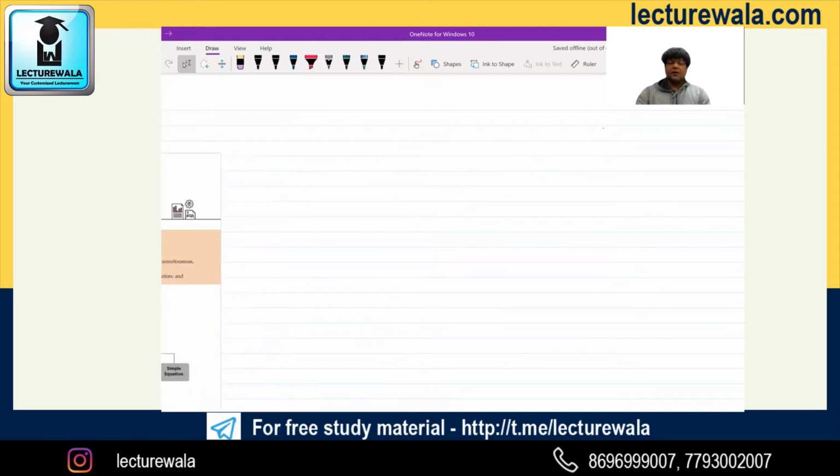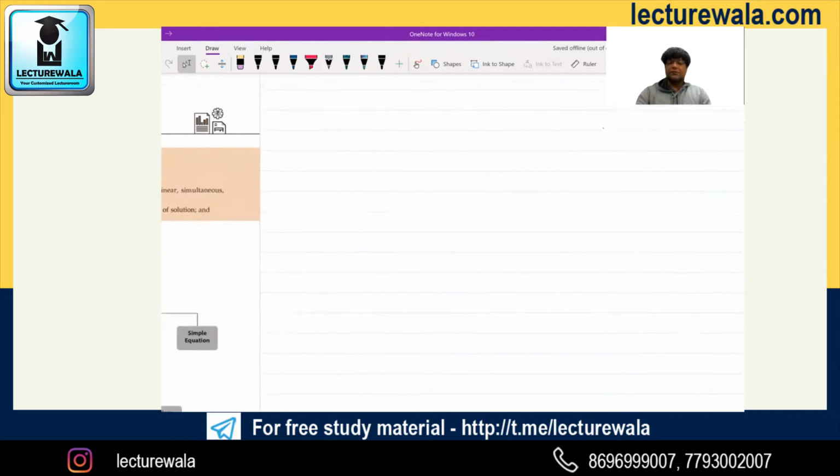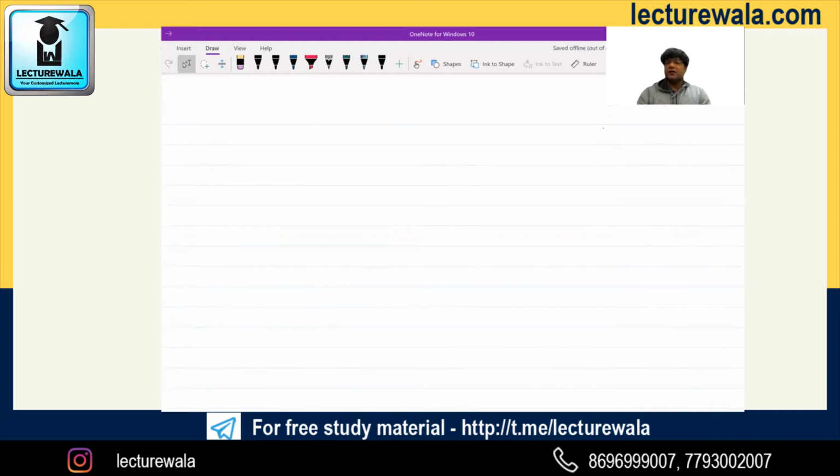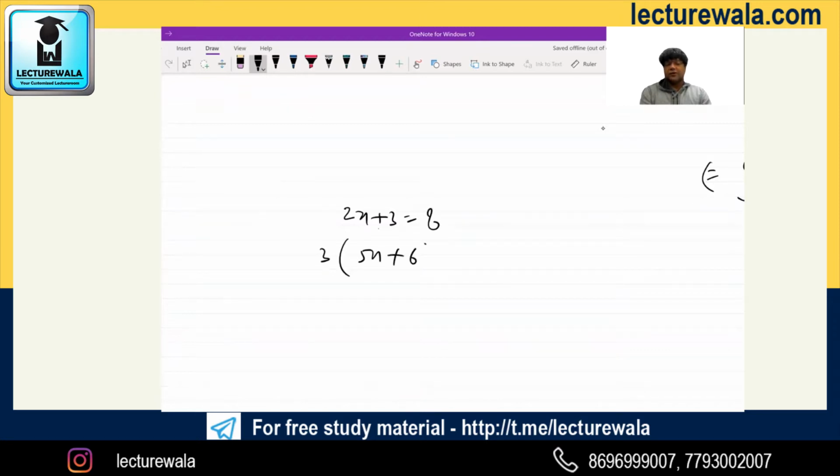Now, first of all, the simple equation. Simple equation means what, guys? Like 2x plus 3 is equal to 8, or 3 into (5x plus 6) plus 4 into (3x plus 2) is equal to 3 into (6x minus 9). These give one value of x.